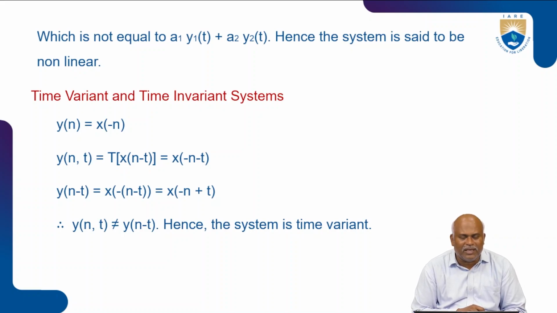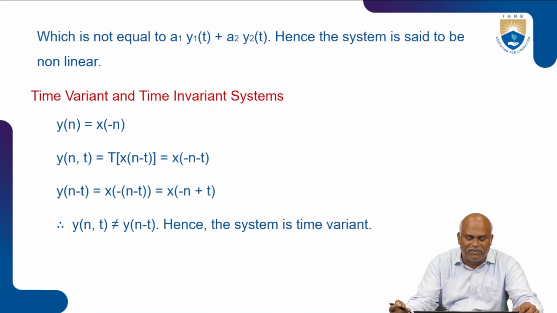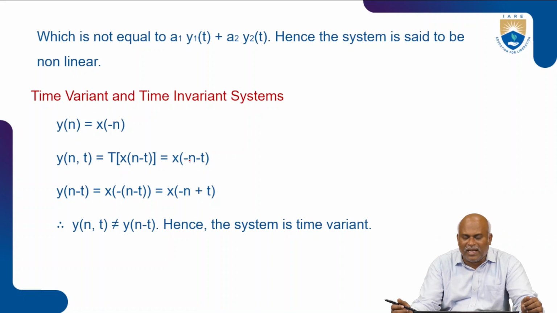Next, time variant and time invariant system. Due to time changes, if the system response changes, it is represented as a time variant system. If not, the system is called a time invariant system. Now, I take y of n comma t is equal to T of x of n minus t. Now, the n value is represented as minus n, so x equal to minus n minus t we write. Next, we do another case.